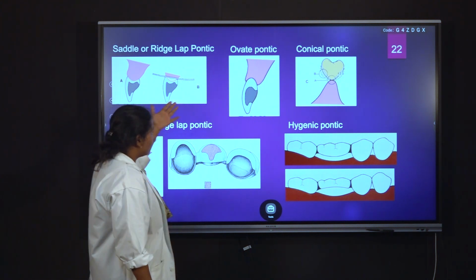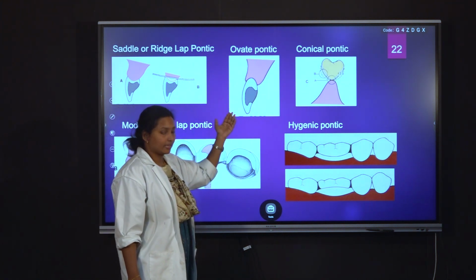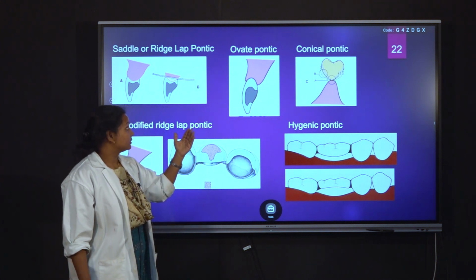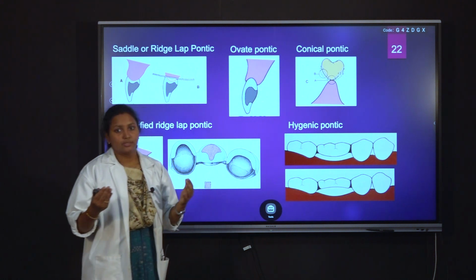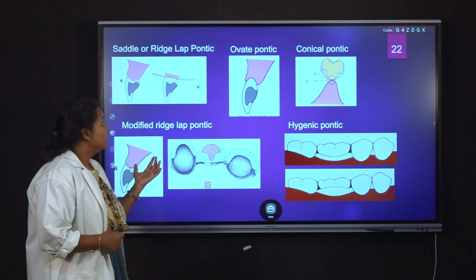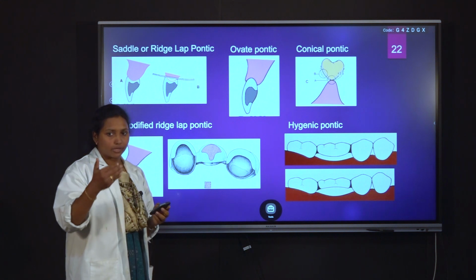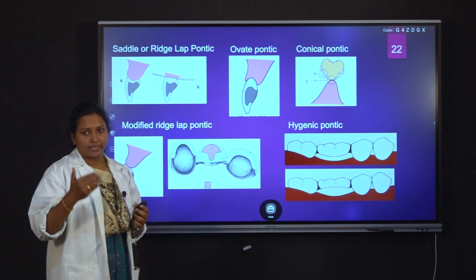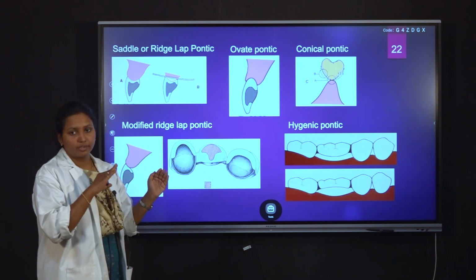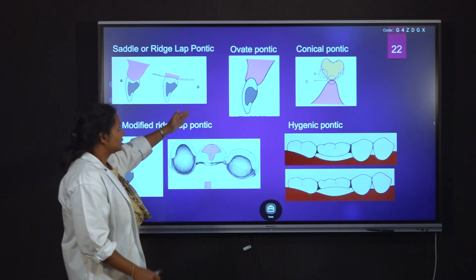Next Pontic is ovate Pontic. Ovate Pontic is generally given in cases of ridge defects and in cases of immediate extraction. This Pontic is given so that eventually the socket will heal. We have to remove this Pontic and trim it eventually until full healing happens. Okay, this is ovate Pontic.